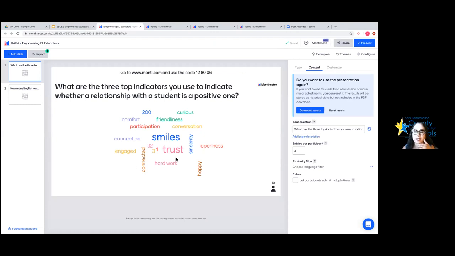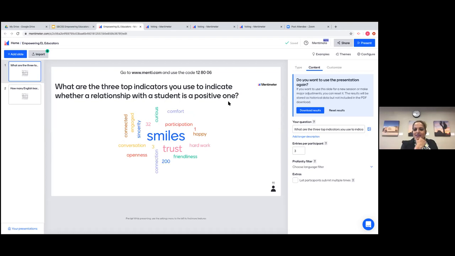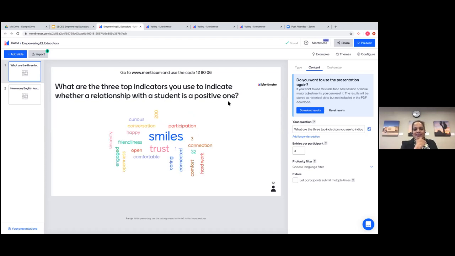Thank you for being patient with me on this technology adventure. I'm learning also. Okay. We were using WebEx before this, so this is our Zoom trial with you guys.